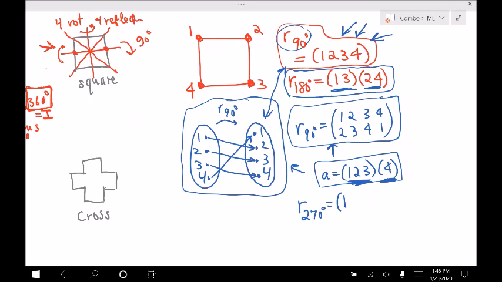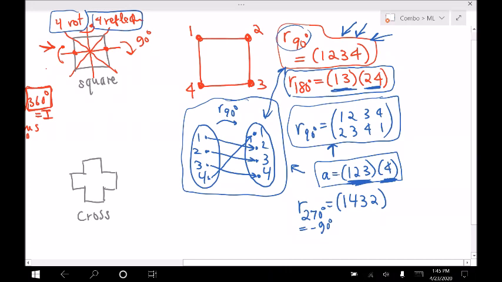Yes, a 270-degree rotation, which is the same thing as a minus 90-degree rotation, right? So you can rotate it counterclockwise. So 1 goes to 4, 4 goes to 3, 3 goes to 2, and you close the loop. Yes, that's right. All right, so you guys can see how those 4 rotations and 4 reflections work.